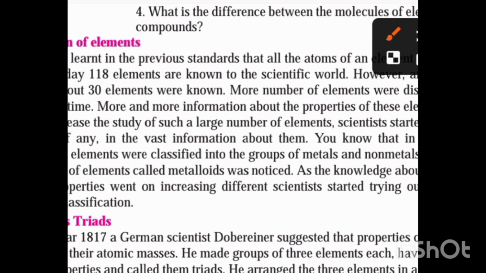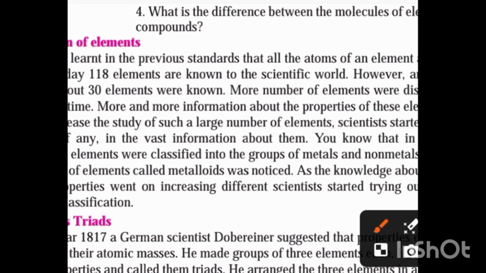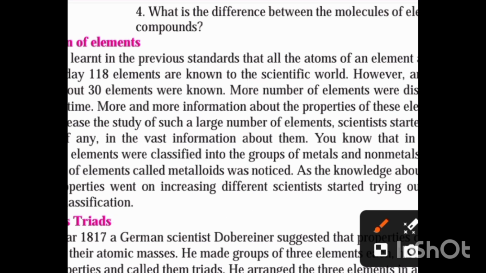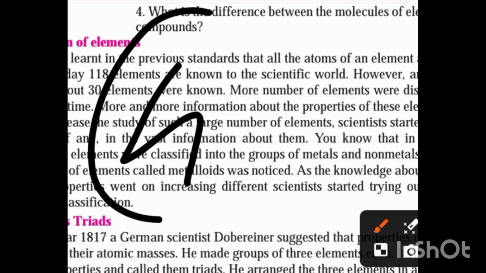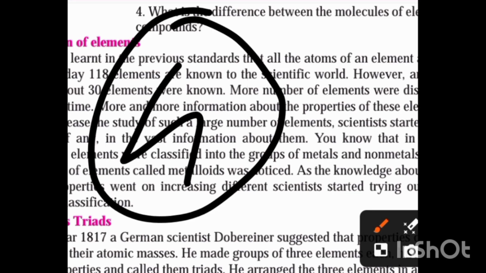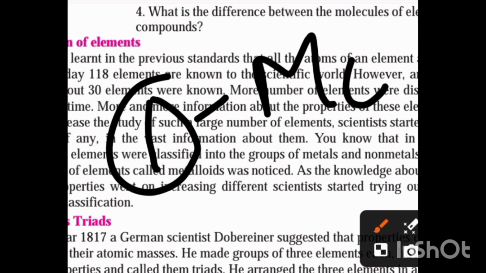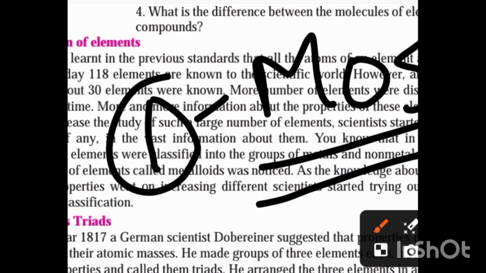Classification of elements. There are 118 elements in our modern periodic table. Why do we need to classify the elements? Up till now we know of four scientists who classified the elements, but in the classifications of three of them there were some demerits, so their classifications failed. But the one scientist, Henry Moseley, who gave the modern periodic table, there is no demerit, so his classification did not fail, and we are using that periodic table even now.